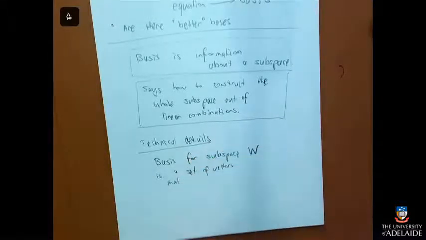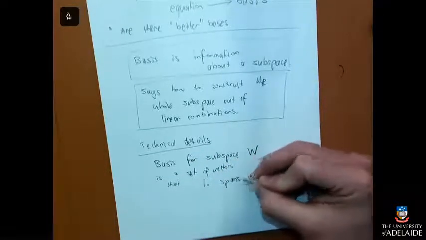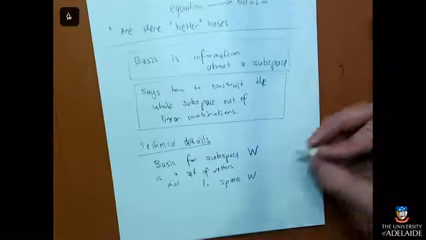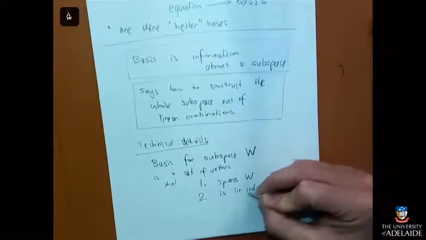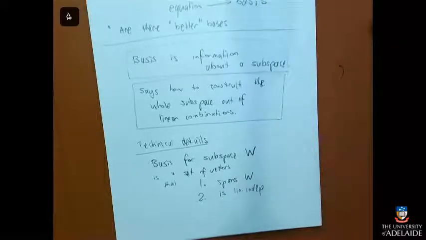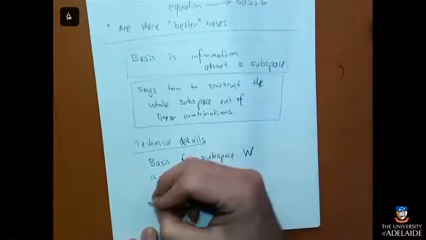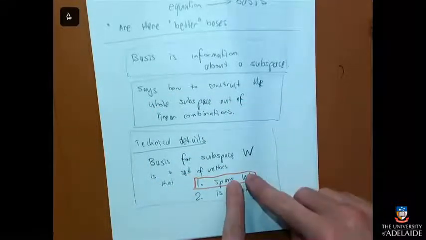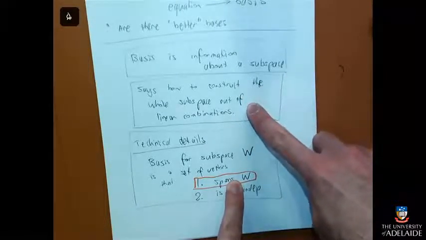that has two rules. Rule number one, they have to span the subspace. It's a set of vectors, so therefore a set spans. And two is linearly independent. This one, the spanning, is the most important one. The linearly independent is still important, but less important than the spanning. And the reason is that the span is making things out of linear combinations. That's what span is.